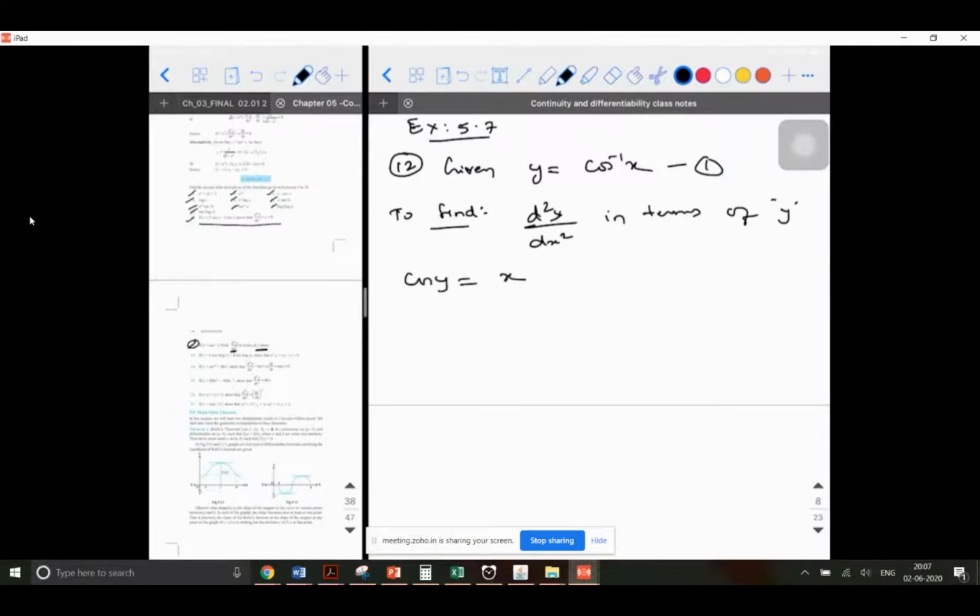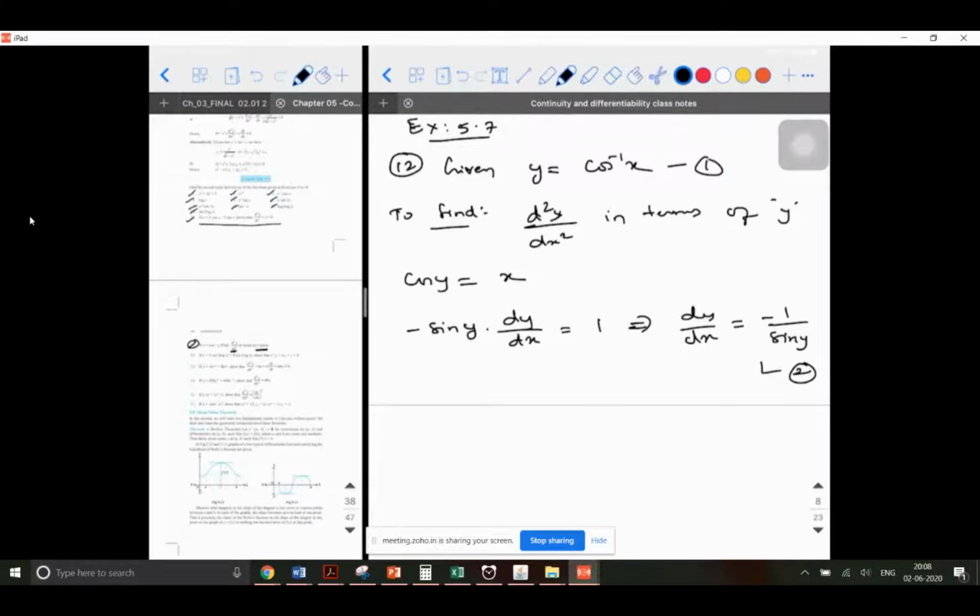So cos y is equal to x. Tell me the next step. Derivative of cos y is minus sin y. Minus sin y into dy by dx is equal to 1. So which implies dy by dx will be equal to what? Minus 1 by sin y. So this is how we derive the formula for the derivative of sin inverse, cos inverse x also. Right. So this is 2.